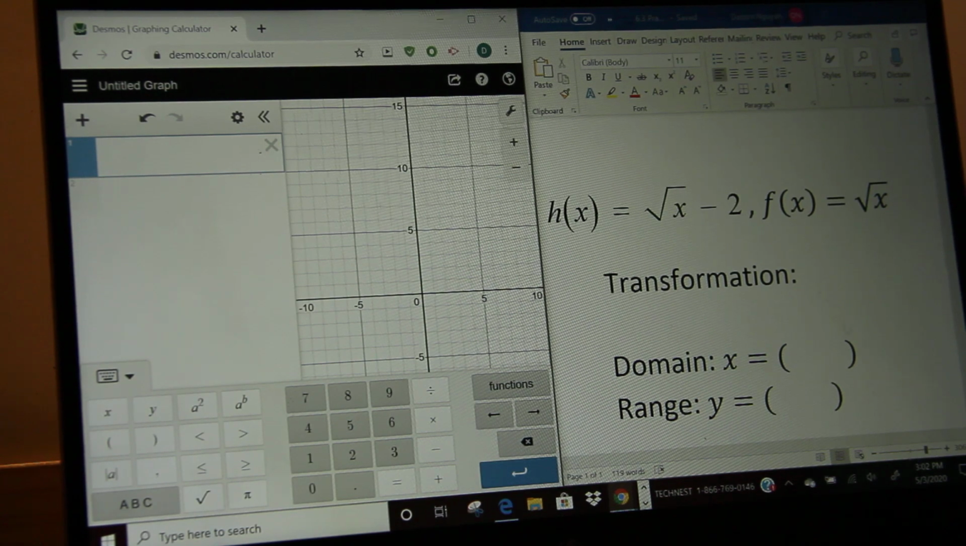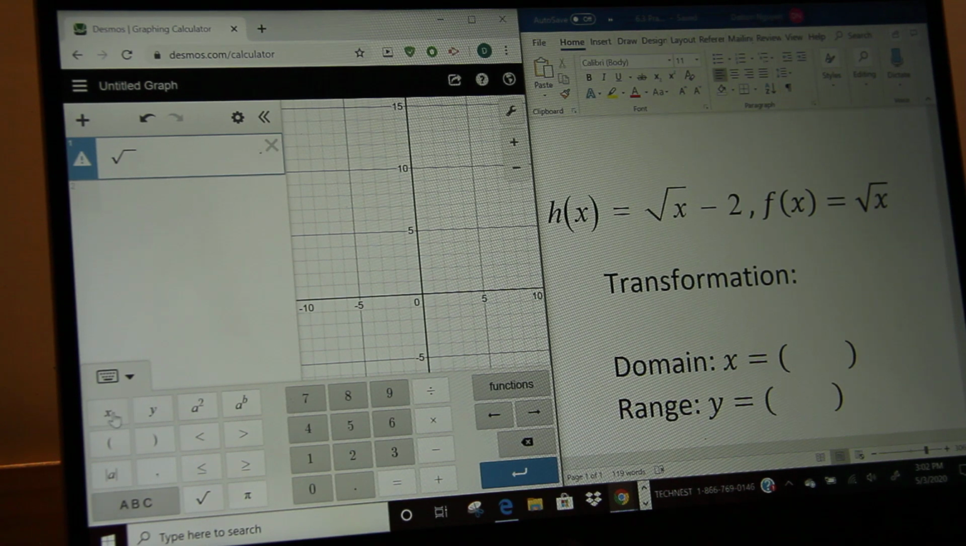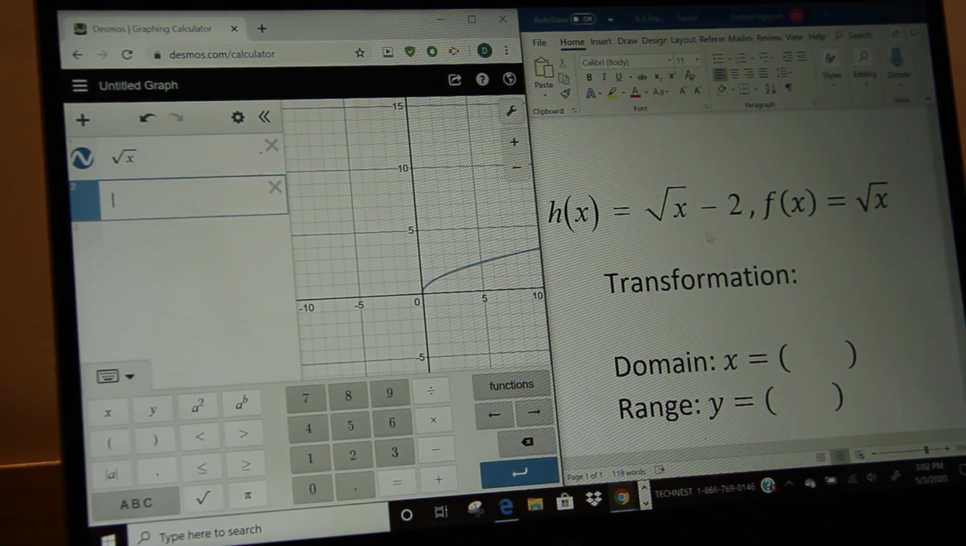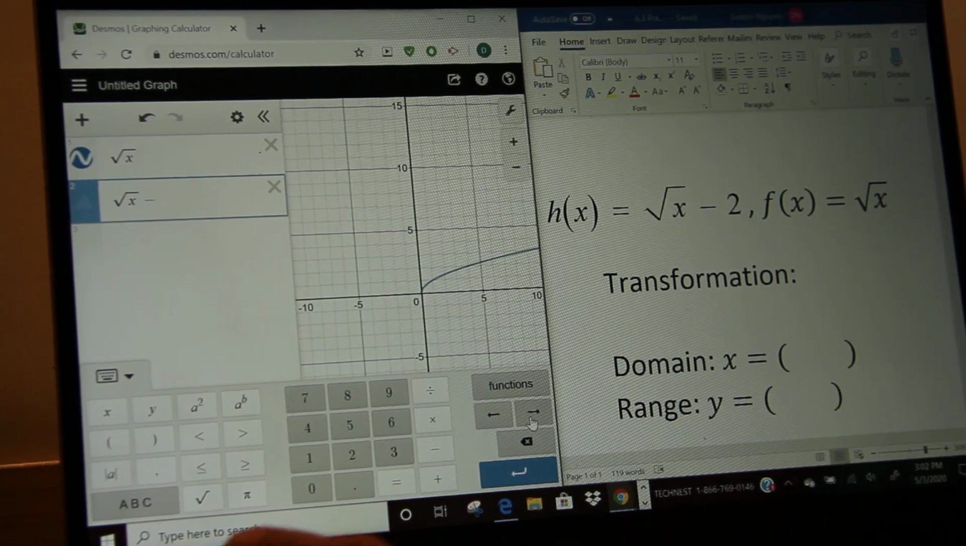Okay, so here I'm going to look at this is my parent function, f of x is equal to square root of x. So I'm going to type it here. So you see I'm going to type in the square root of x right there, and there's my parent function. Okay, then on the next box below it, I'm going to type in the transformation here. So I'm going to do the square root of x. I'm going to cursor out. Okay, I'm going to go ahead and cursor outside so I don't write inside, and minus 2.